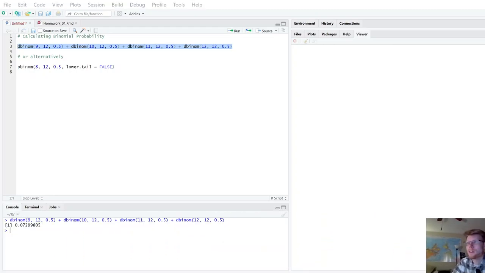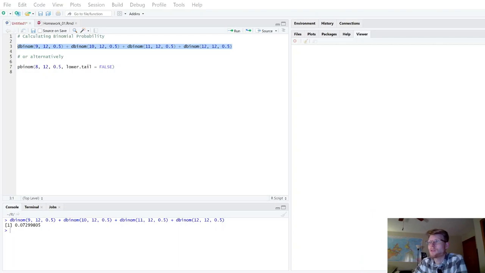So apparently about 7.3% of the time, we are getting at least 9 or more successes out of 12, given a probability of success of 50% per trial. We could also use p-binom, but it's a little bit confusing because since this is a discrete variable, if I start at 9, it doesn't include it, so I have to start at 8, but I will get the same result. So it does the same thing, just in a different way.